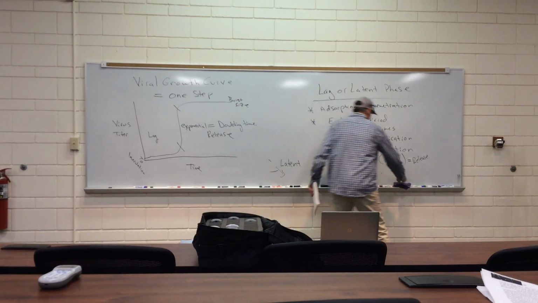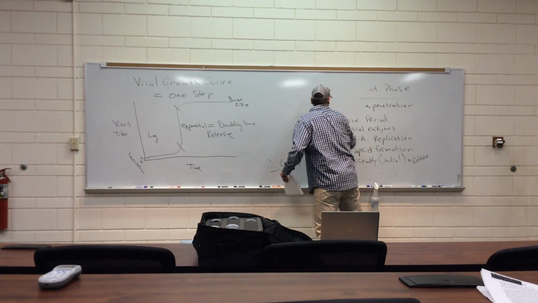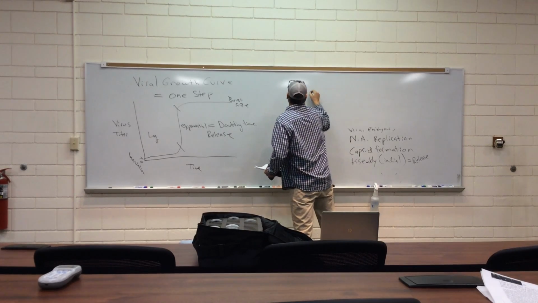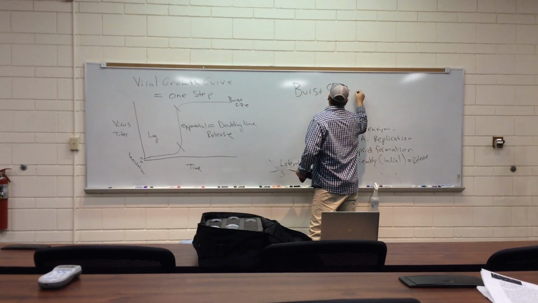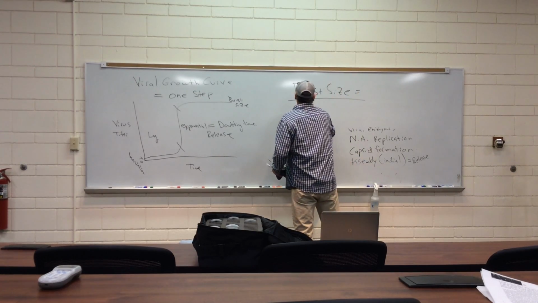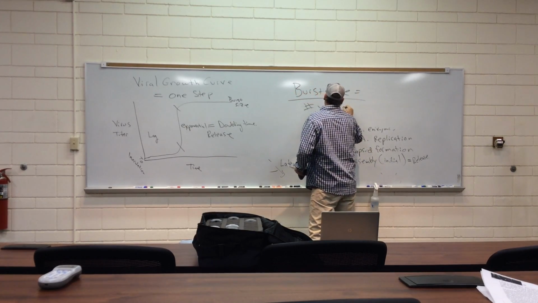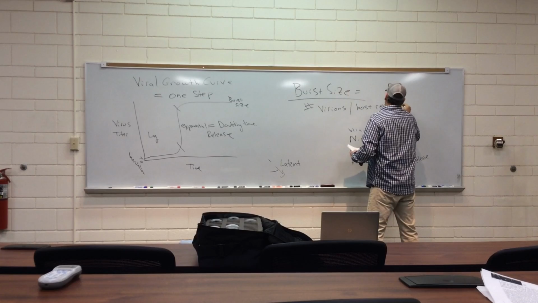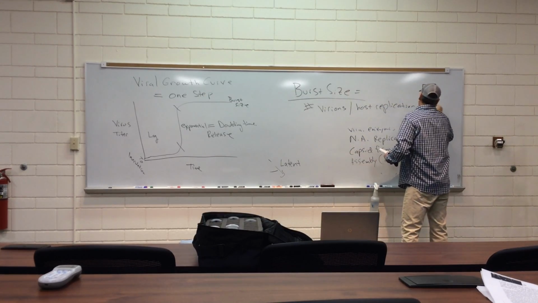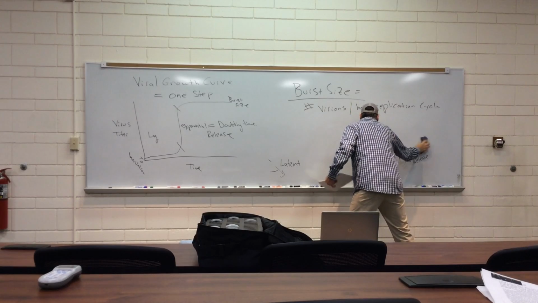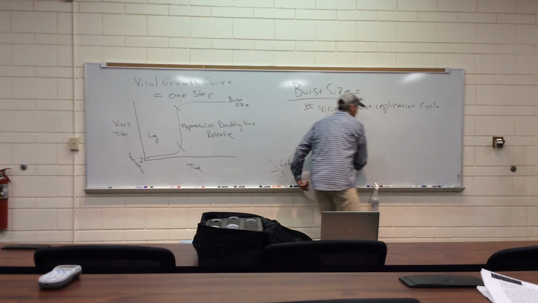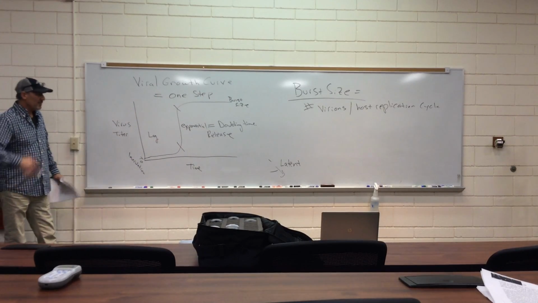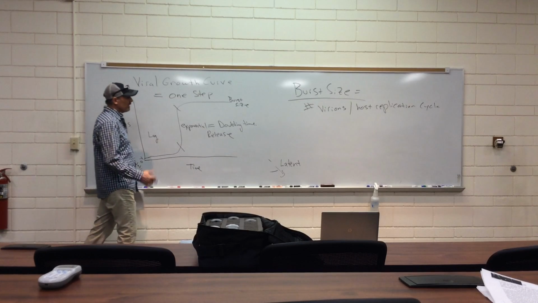And we can categorize burst size as the number of virions released per host replication cycle. So if I take one cell and infect it, the maximum titer I get at the end of that is what I would call a burst size.